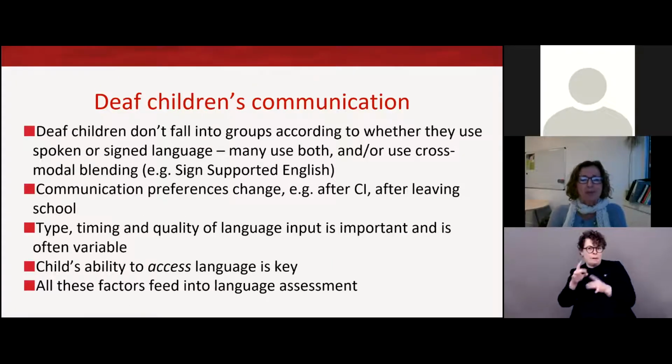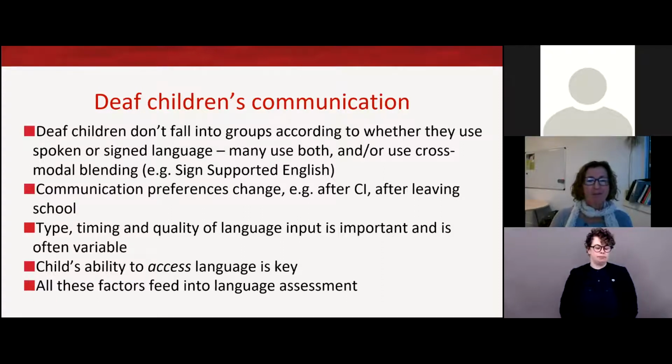Before I talk primarily about deaf children who are using sign language, I also want to make a point: deaf children don't naturally fall into groups according to whether they use spoken or sign language, because many deaf children, in fact most deaf children, will use both languages or may indeed use cross-modal blending. So they'll be using some signs while they speak. So in looking at just spoken language or just sign language development, we need to take account of the fact that children don't fall neatly into those sorts of categories.